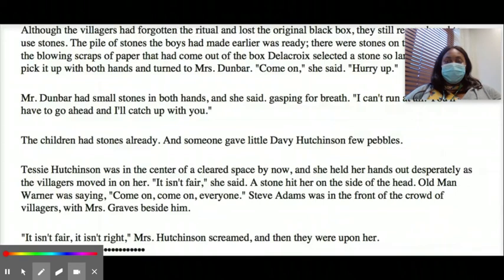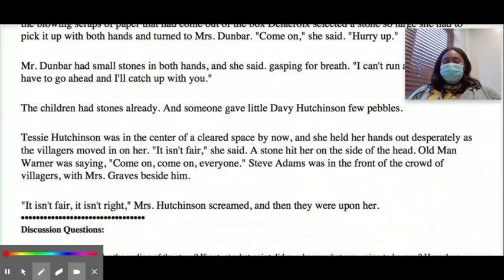It isn't fair, she said. A stone hit her on the side of the head. Old Man Warner was saying, come on, everyone. Steve Adams was in the front of the crowd of the villagers with Mrs. Graves beside him. It isn't fair. It isn't right, Mrs. Hutchinson screamed, and they were upon her.